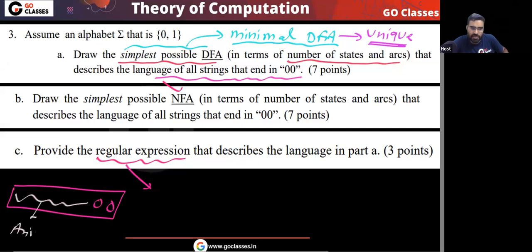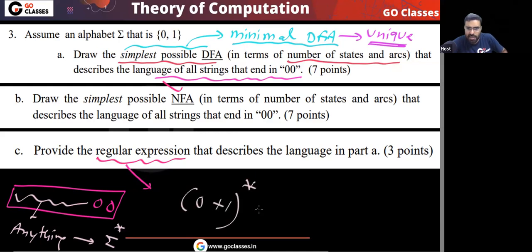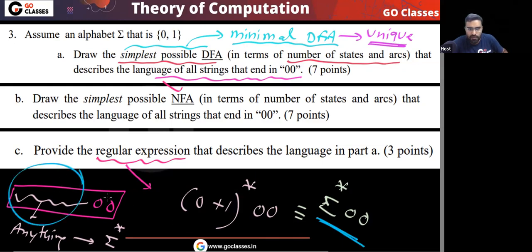Here I can put anything, any string I can put here. Anything means sigma star. So remember, I can put any string. At the end, I should have 00. So that is the same as sigma star followed by 00. This is your regular expression. Anything followed by 00. At the end, I should have 00.